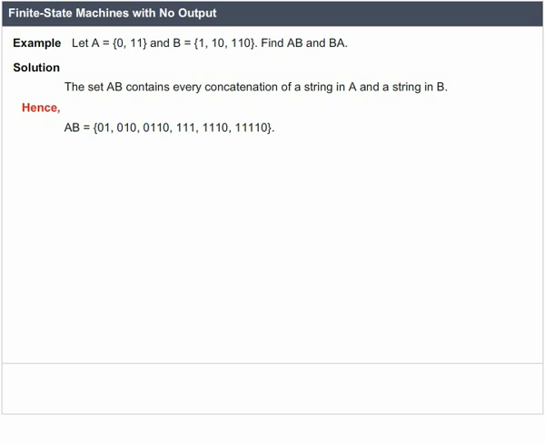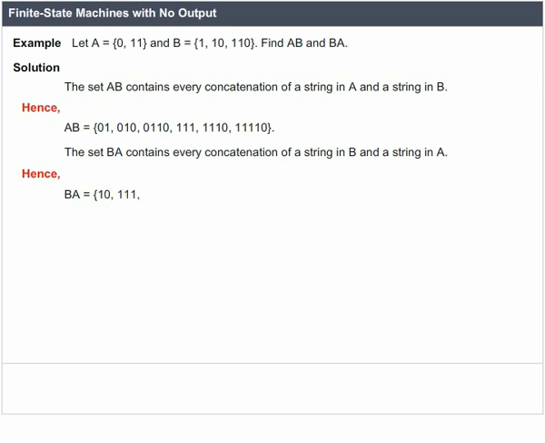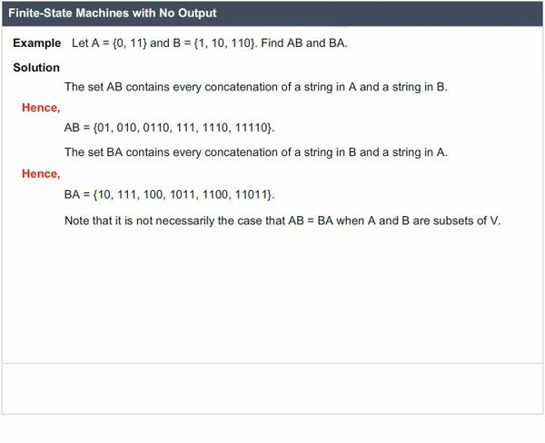The set BA contains every concatenation of a string in B and a string in A. Hence, BA equal {10, 111, 1100, 101, 1011, 11011}. Note that it is not necessarily the case that AB equal BA when A and B are subsets of V star, where V is an alphabet, as example 1 illustrates.